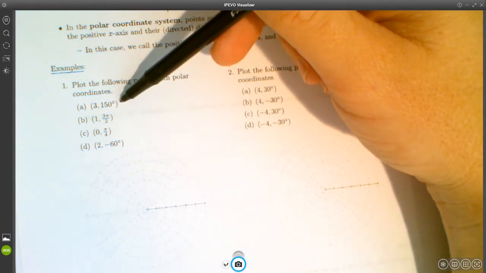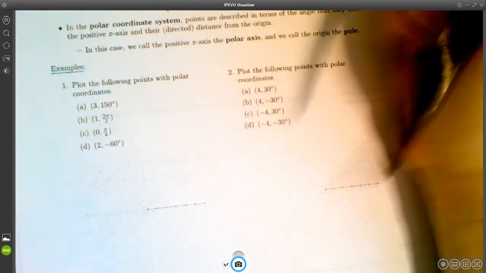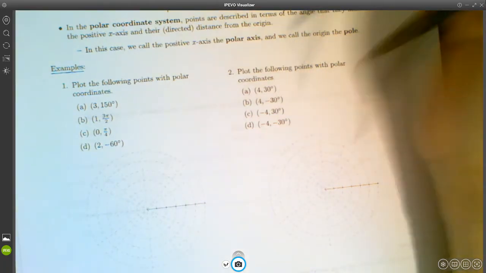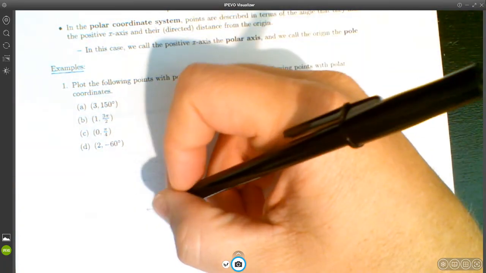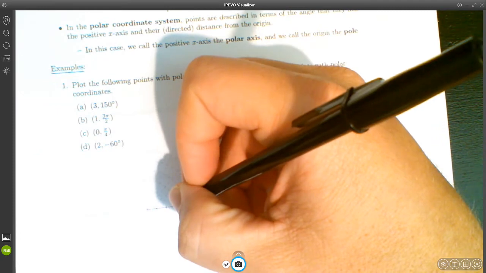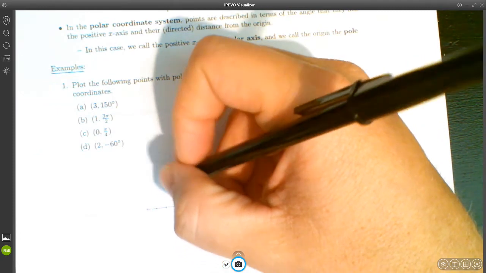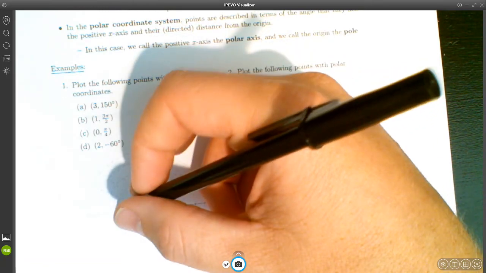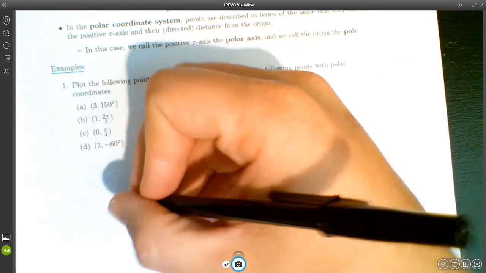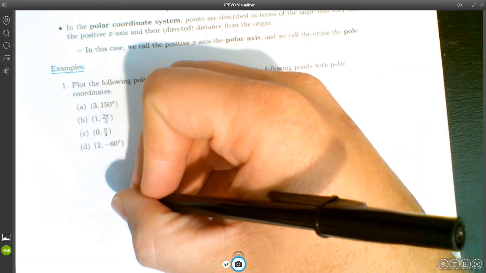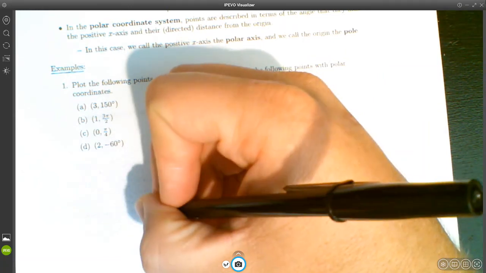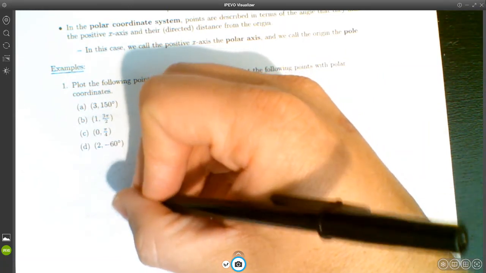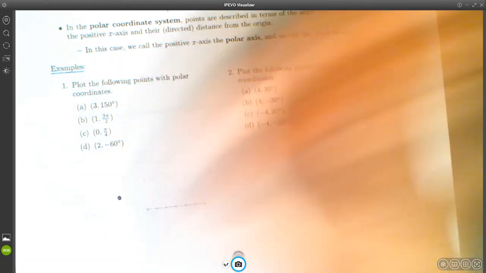So let's do the point 3, 150 degrees. That means we're going to come out to 3 and then go around to 150 degrees, right? So there's 90 degrees. 180 degrees would be too far. 150 degrees is 30 less than 180, so it's right there. 1, 2, 3. Yeah, right there. So there's 3, 150.